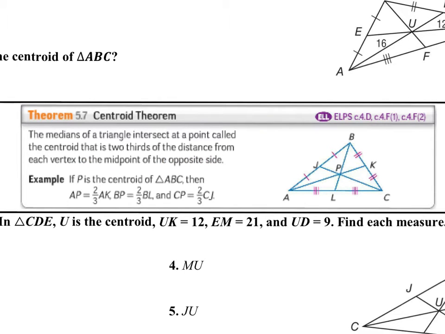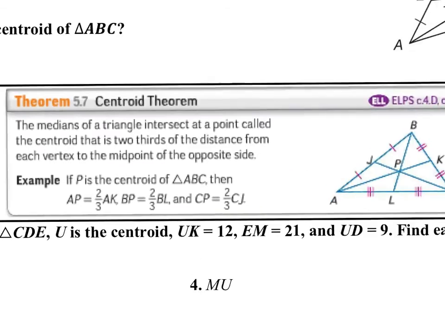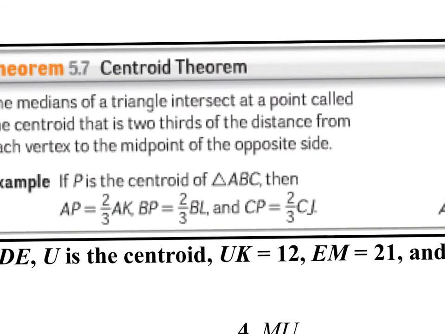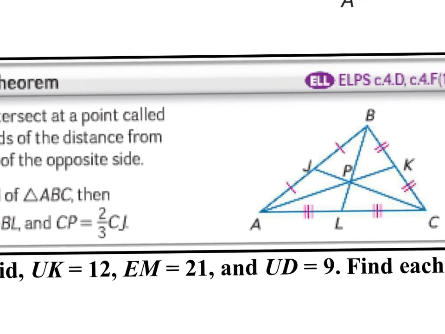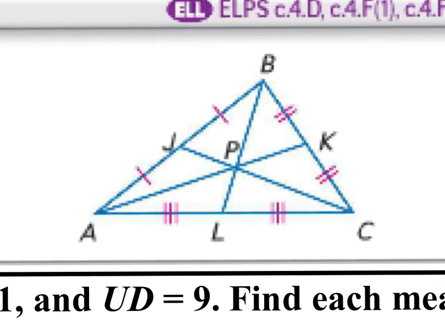Okay, so what does that mean? It says, in this example, if P is the centroid of triangle ABC, then AP is 2/3 of AK, BP is 2/3 of BL, and CP is 2/3 of CJ. So let's see what they mean. Okay, so AP is 2/3 of AK, BP is 2/3 of BL, CP is 2/3 of CJ. That's what it means. Okay, because those were all the medians, right?